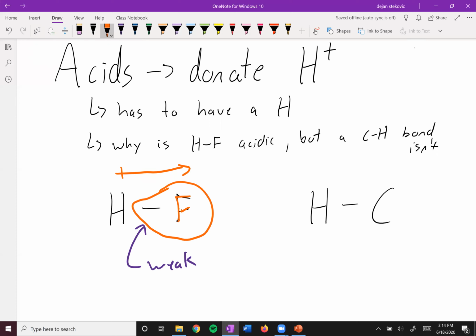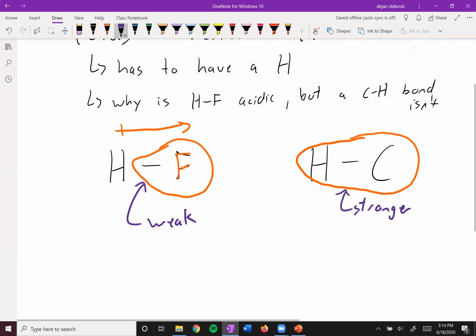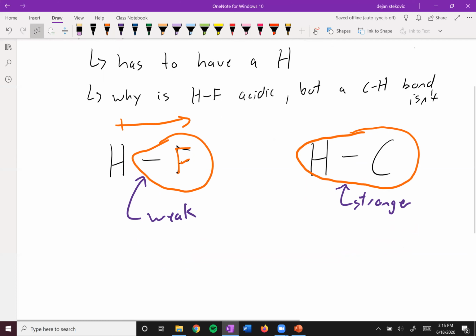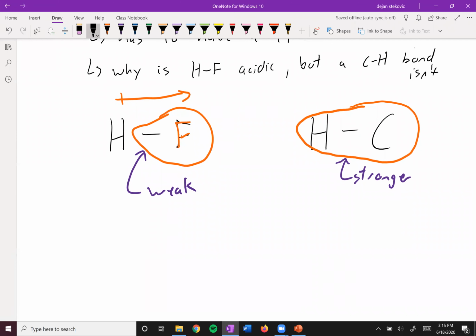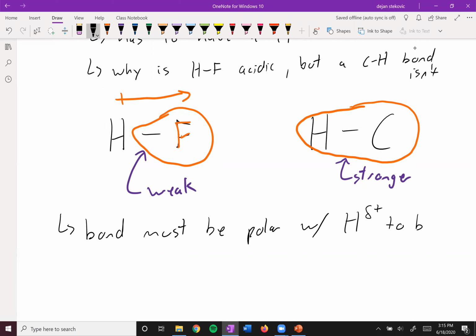Whereas the electronegativity between carbon and hydrogen, although there is a dipole here, it's not nearly as strong, and so the electrons are shared at least more evenly. And so that makes this bond stronger. And right, in order to release an H plus, we have to break this bond, and so the weaker bond is going to break easier. And so the bond must be polar, with the hydrogen being partially positive to be acidic.